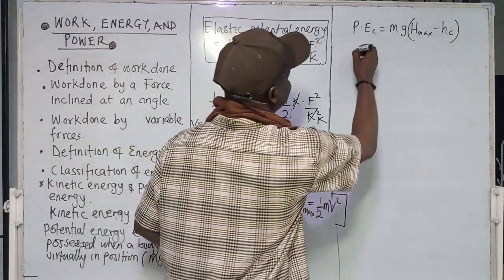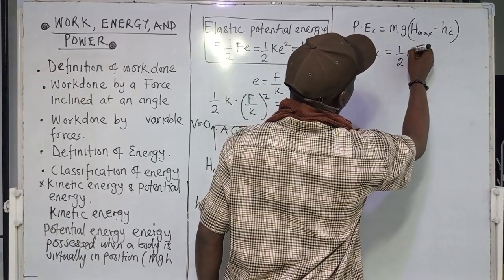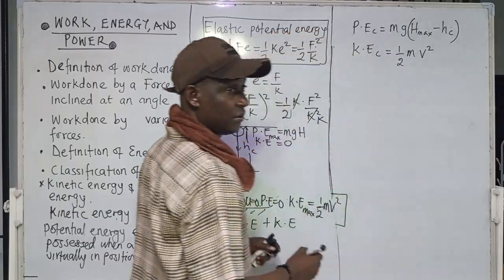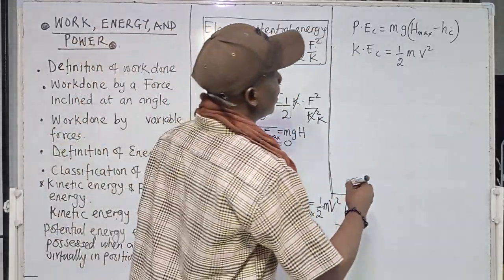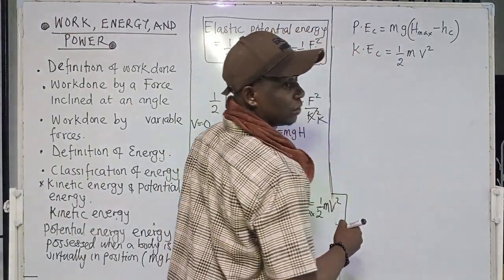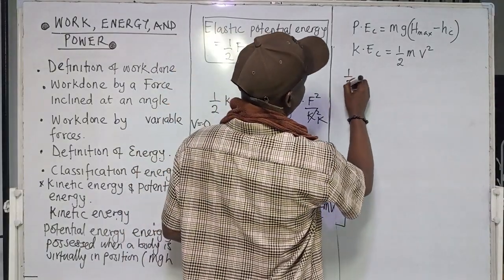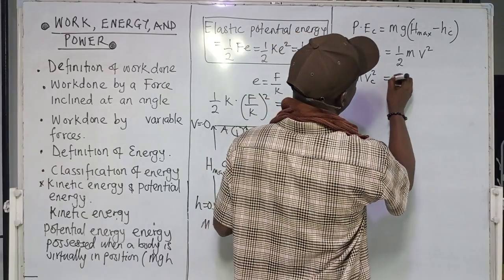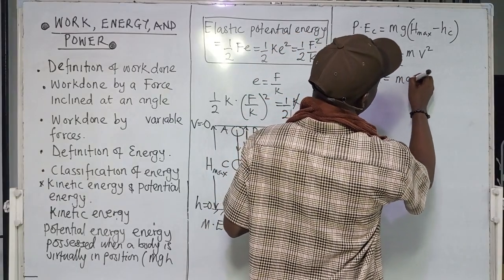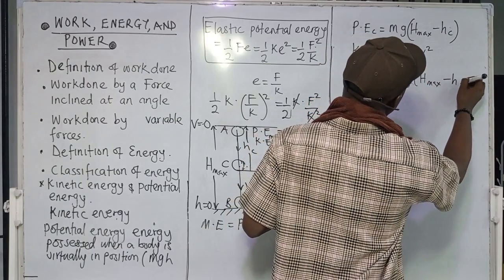Then, how do we calculate the kinetic energy at C? The kinetic energy at C is half mv squared. So what do you do now? You can equate the two, because energy is still conserved. You can say half mv squared at C should be equal to mg times h max minus hC.